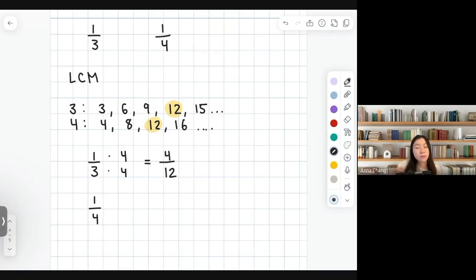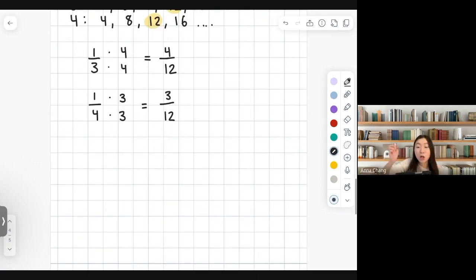We're going to do the same to our 1/4 here. I need 12 in the denominator, so I'm going to multiply the 4 by 3, because 4 times 3 is 12. And do the same to the top. I need to multiply my numerator by 3 as well. 1 times 3 is 3. This means that 1/4 is equal to 3/12.